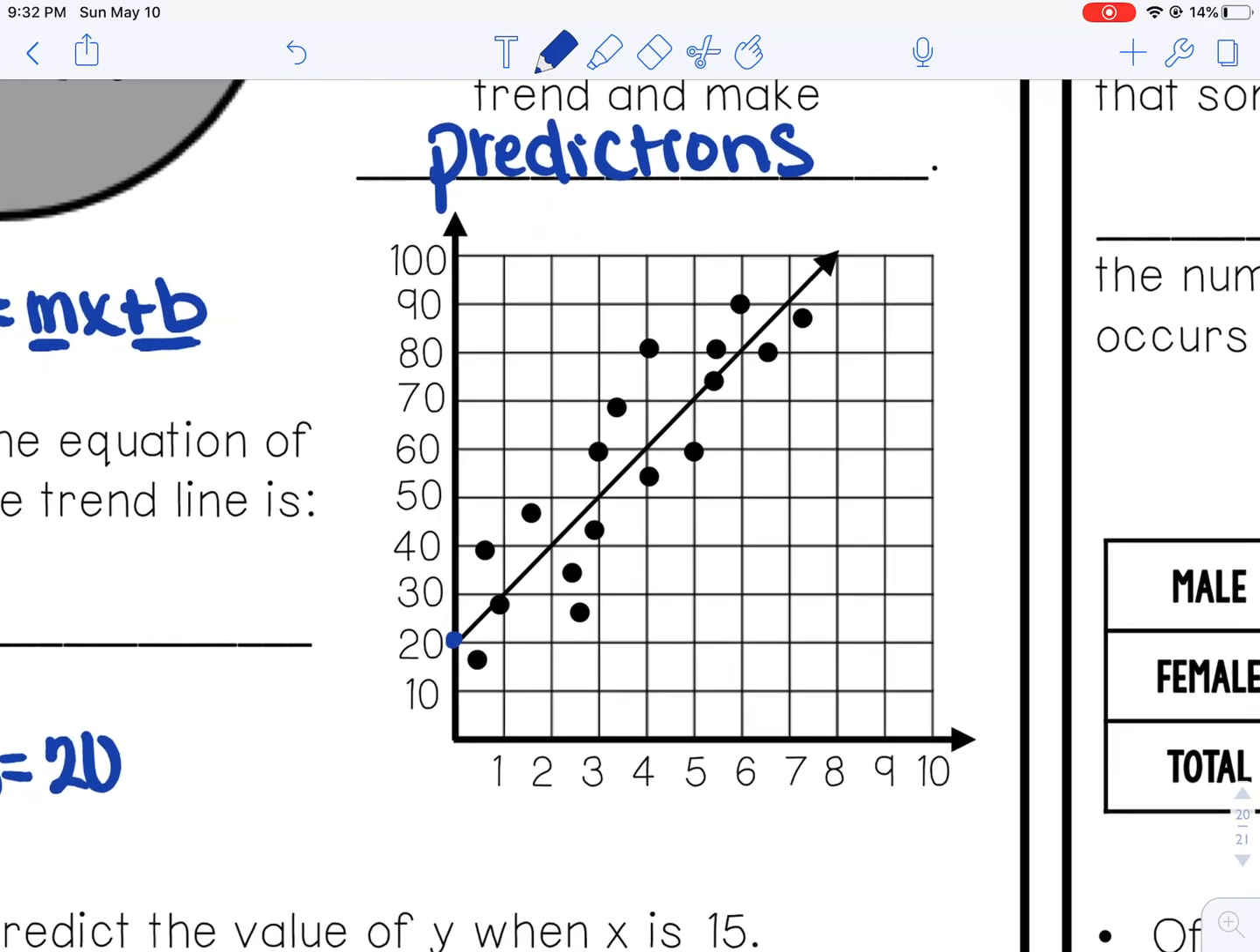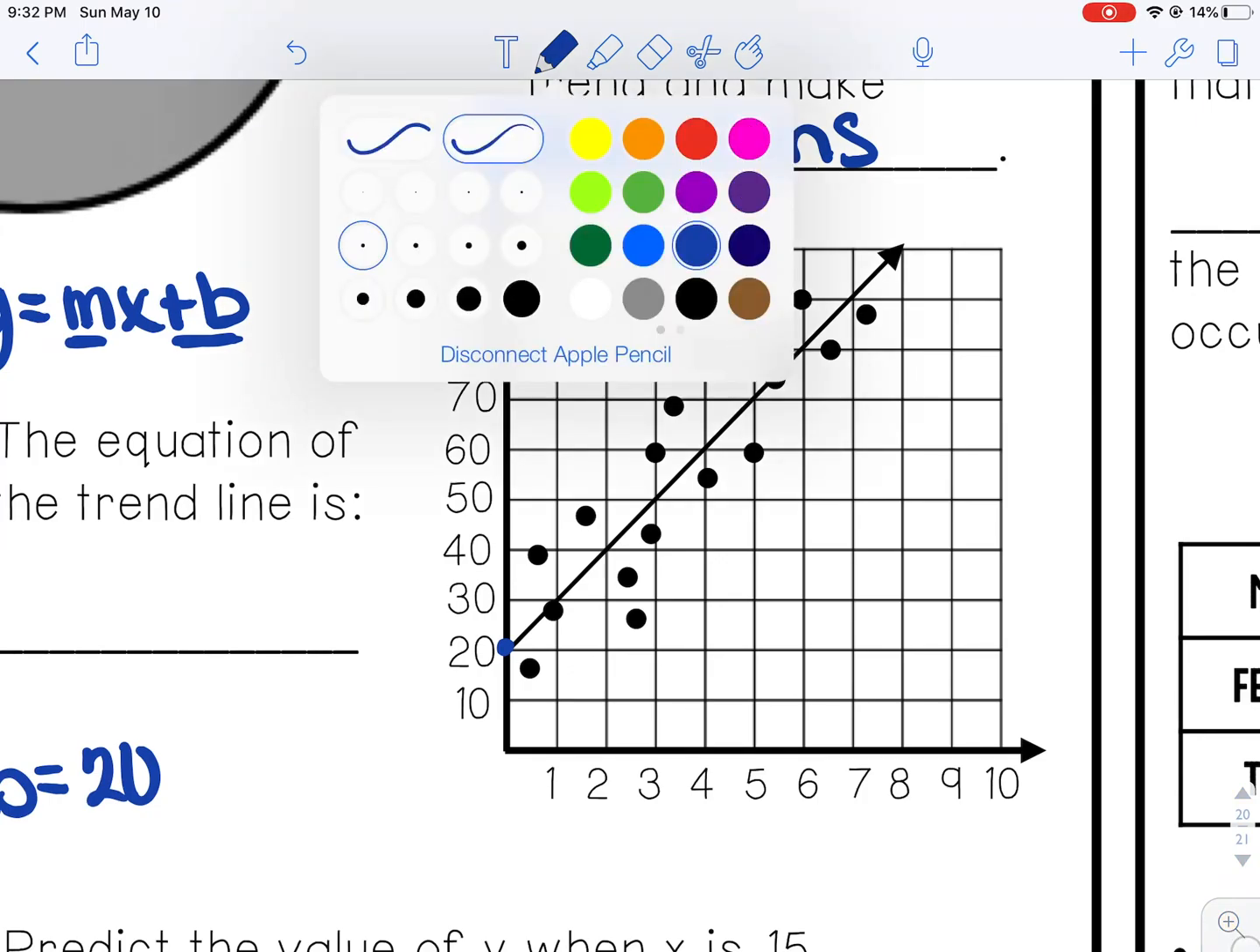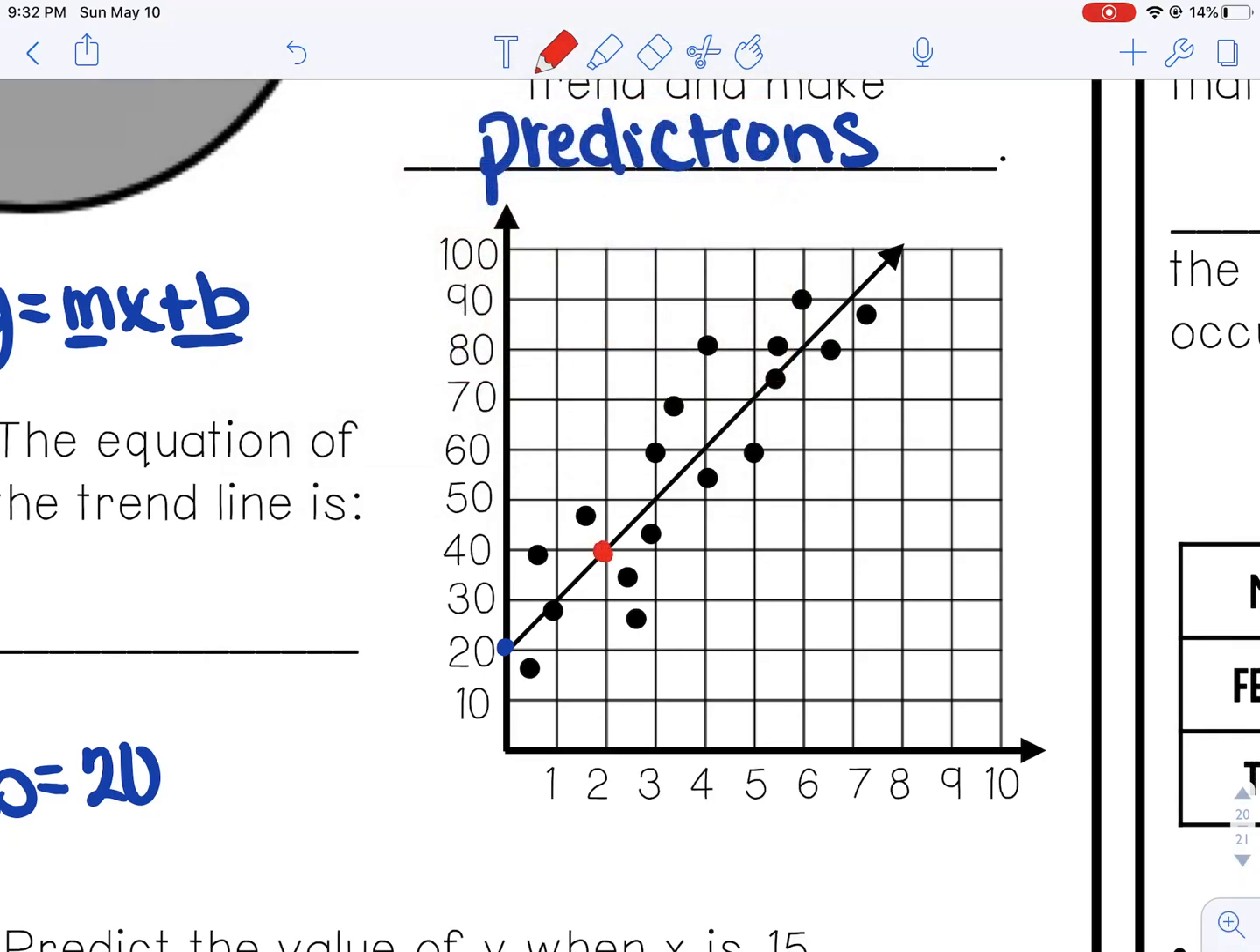Your slope: pick any two coordinates on that line. I'm always looking for coordinates that cross at an intersection, like right here and right here. There's many of them on there. You can pick any of these points. I'm just going to look at the rise and the run over these two points right here.